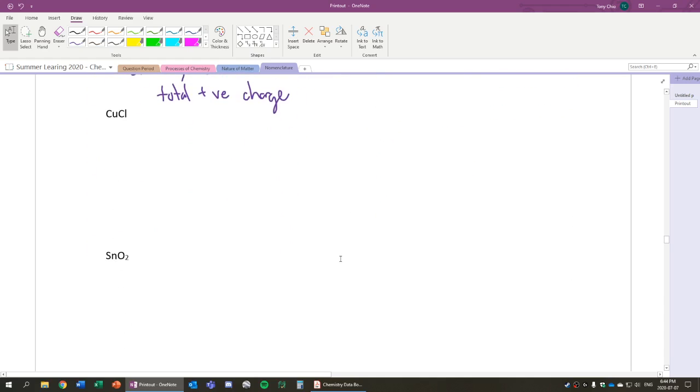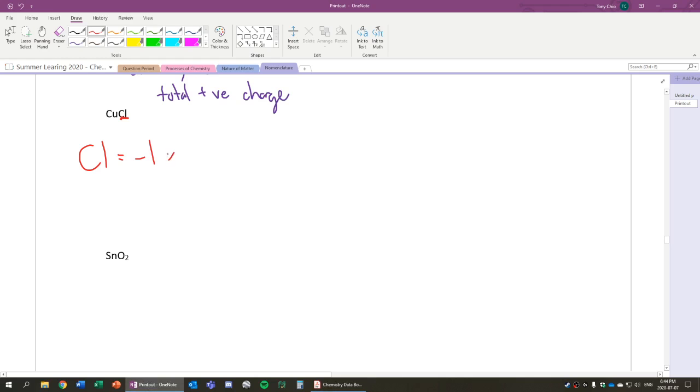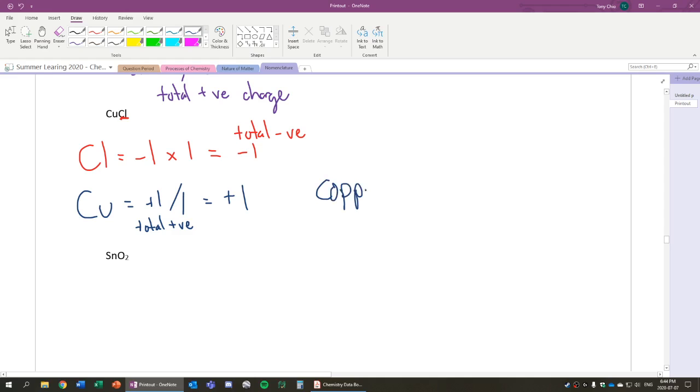Let's try with the next example, CuCl. So again, we look at our non-metal, which is chlorine. Chlorine has a charge of -1. How many chlorines do I have? I have 1. So my total negative charge is -1. This is my total negative, okay? Well, let's look at copper. There's only 1 copper. That means this copper must have a +1 charge. This is my total positive. How many coppers are present? There's only 1, so divided by 1, it's +1 still. So this one ends up being copper 1 chloride.